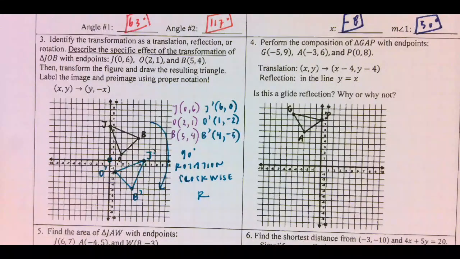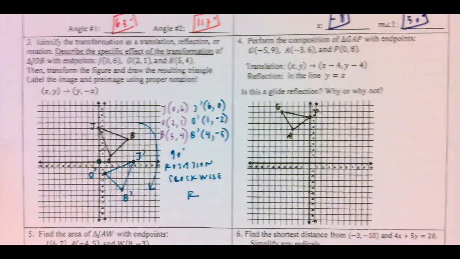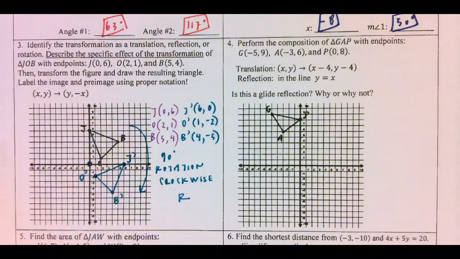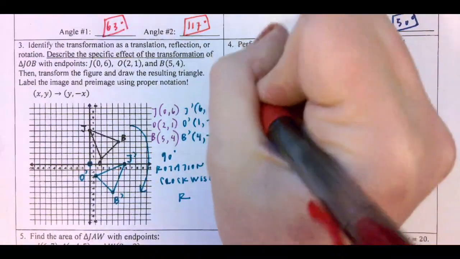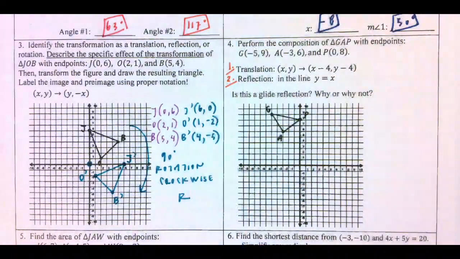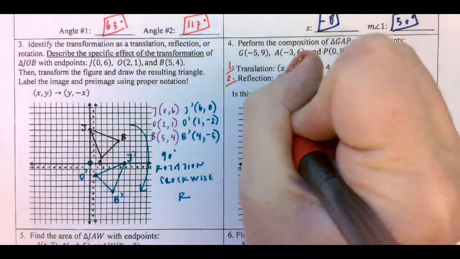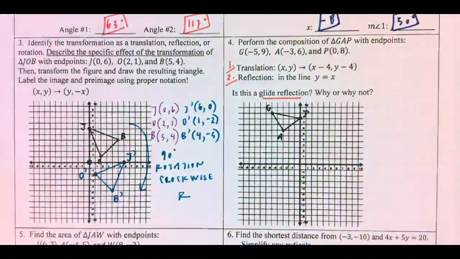All right, so then let's move to the next one, 4. So perform the composition of triangle GAP with the following endpoints. We want to do a translation first and then a reflection second. And then I'm asking you if this is a glide reflection, and then you tell me why.